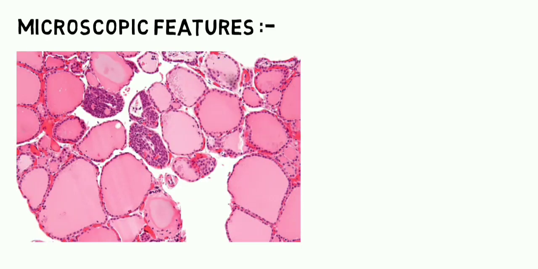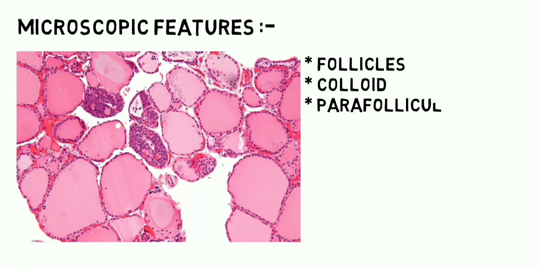Now let's see the microscopic features of the thyroid gland. This picture shows the normal microscopic appearance of a normal thyroid gland. This basically includes follicles, which are filled with colloid, and parafollicular cells, which are also known as C cells. The round things which you see here, which are pink in color, are basically the follicles, and the pink substance which is present inside the round follicles is the colloid.